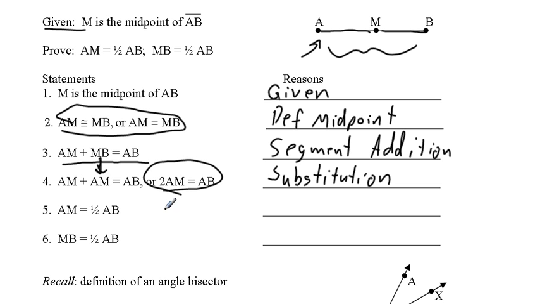Okay, that's our substitution. Now I actually simplified here. Sometimes some books will put this as a separate step. They'll take AM plus AM equals AB and then do another step that says 2AM equals AB. This would be a simplification step because AM plus AM is 2AM. But I put that in the same step here.